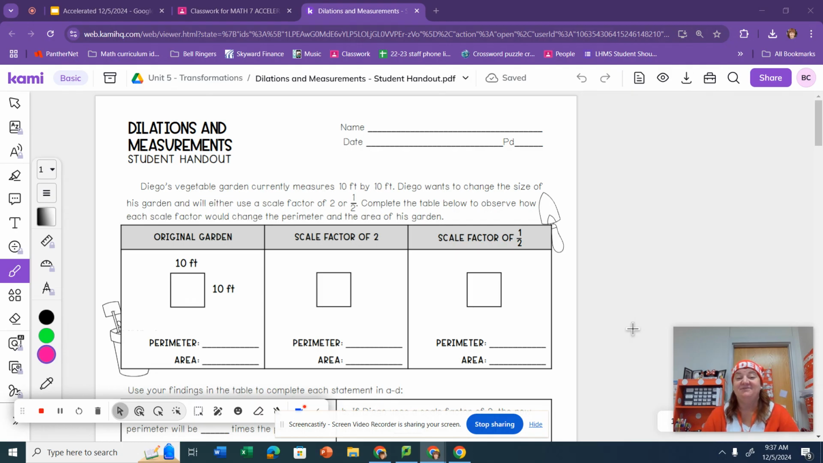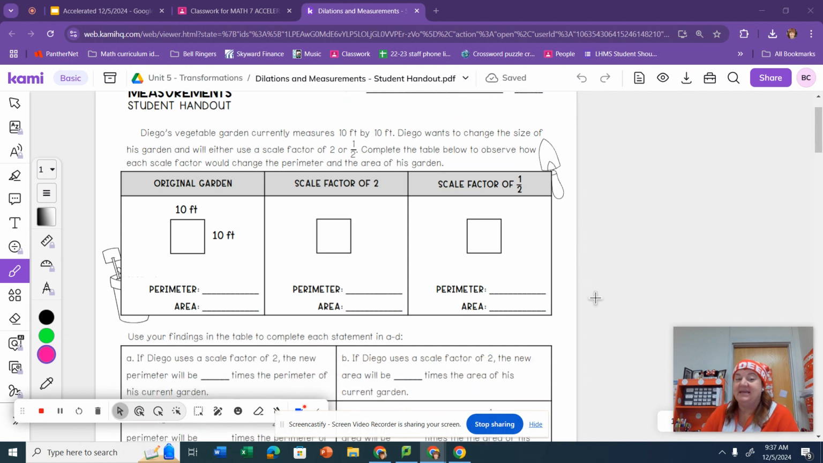Okay, Diego's vegetable garden currently measures 10 by 10. Diego wants to change the size of his garden and will either use a scale factor of 2 or a half. Let's complete the table and see what happens, and we're going to try to derive the rules from this. The perimeter, that's when you add all the sides, would be 40. And then the area is the base times the height, so that would be 100.